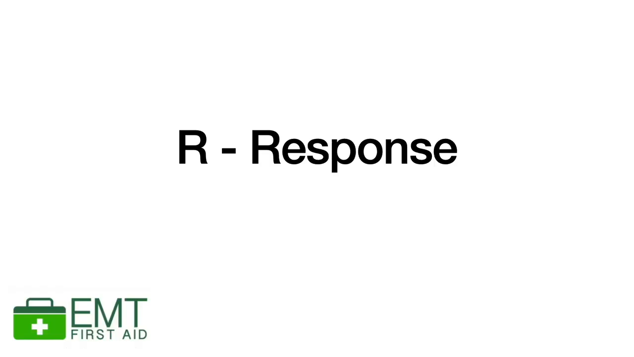Then we're going to do R for response. We're going to talk to them. We're going to get consent. And if they respond and say no, we're not going to touch them. But if they don't respond when I say, "Hi, are you okay there?" we can proceed. It's called assumed or implied consent.